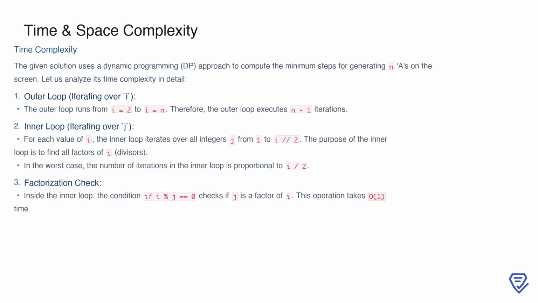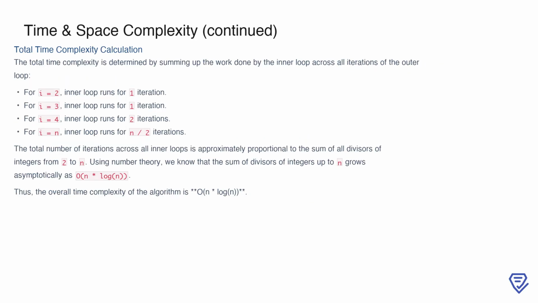By combining the work of the outer and inner loops, we can start to build an understanding of the total computational cost of the solution. The total time complexity is derived by summing the number of inner loop iterations across all executions of the outer loop. For example, when i = 2, the inner loop runs for 1 iteration. When i = 3, it also runs for 1 iteration. For i = 4, it runs for 2 iterations, and so on. By summing these iterations up to i = n, we observe that the total number of iterations is proportional to the sum of all divisors of integers from 2 to n.